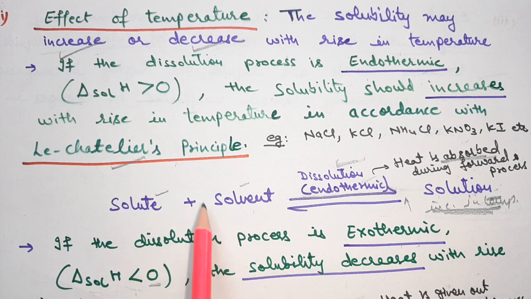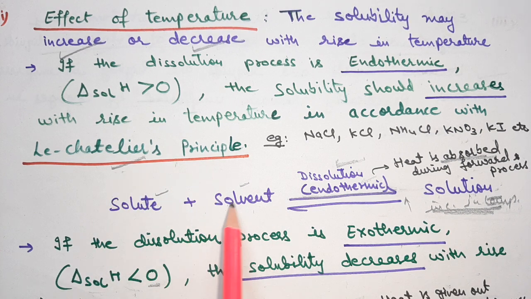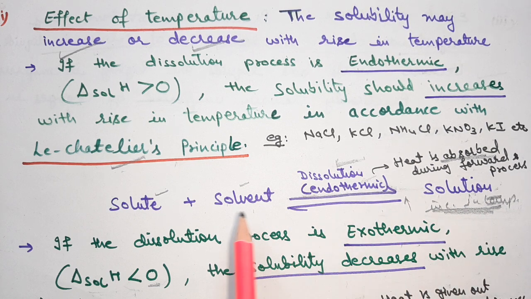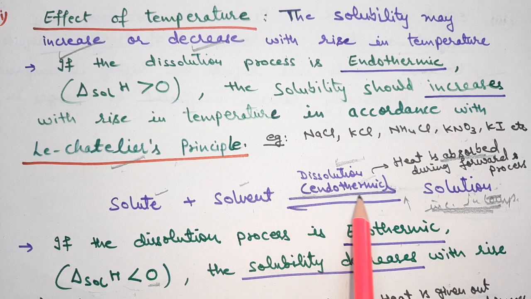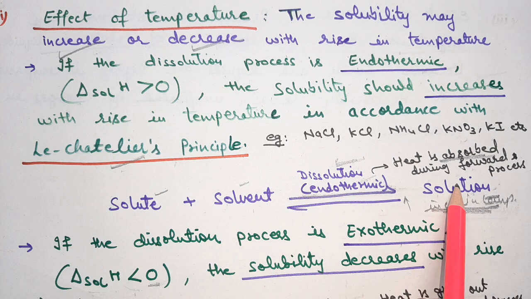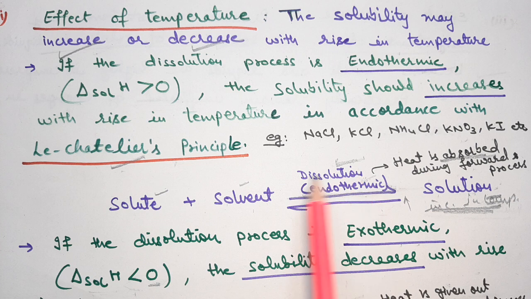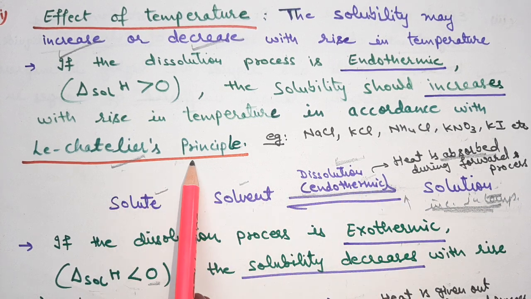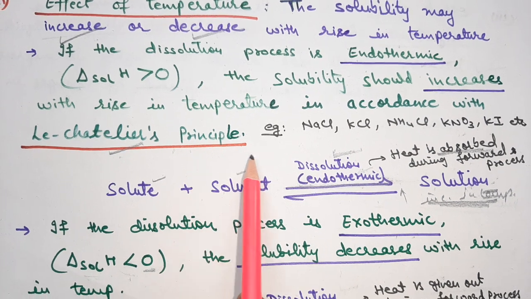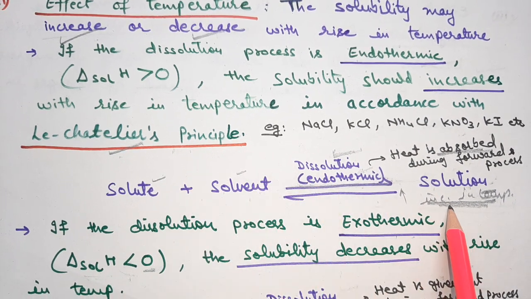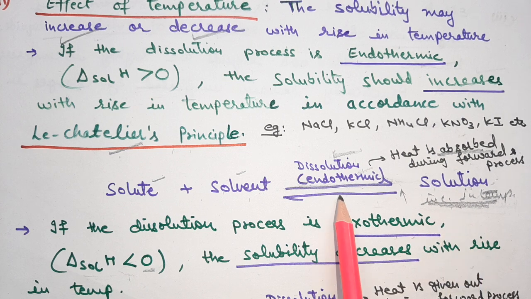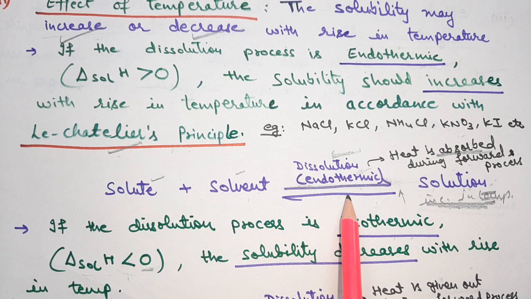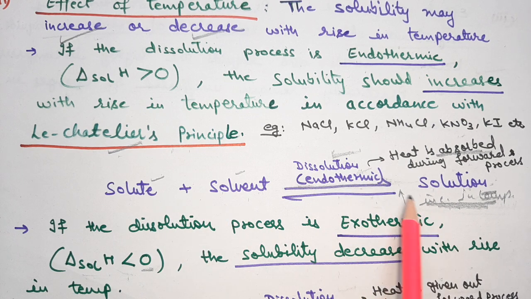Then what will happen? According to Le Chatelier principle, the dissolution process is endothermic and we are increasing the temperature. The process will move more and more in the forward direction, and the forward direction is dissolution. So more and more solute will get dissolved in the solvent, because according to Le Chatelier principle, it tries to undo the effect of change. Whatever changes we make at the time of equilibrium, the equilibrium tries to undo that effect.